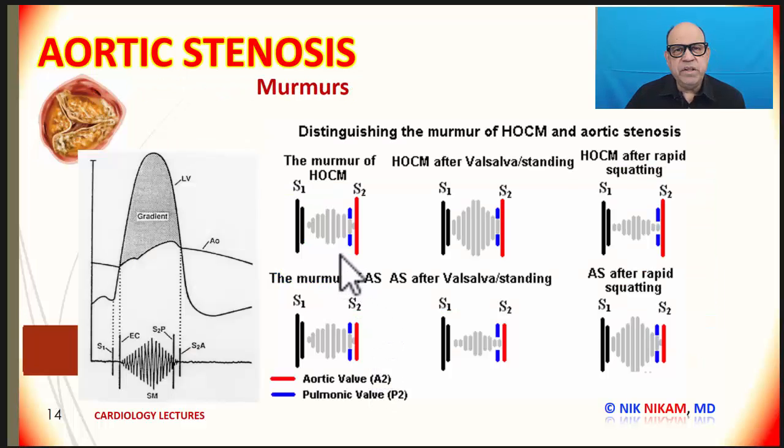Now let's look at some of the differences between aortic stenosis and hypertrophic cardiomyopathy. At the top we have the murmur of hypertrophic cardiomyopathy, and in the bottom we have the murmur of aortic stenosis. Let's start off under normal conditions while the patient is lying down. We have the ejection systolic murmur, and because of the prolonged ejection, the aortic second sound appears after the pulmonic sound, and the aortic second sound is accentuated in patients with hypertrophic cardiomyopathy.